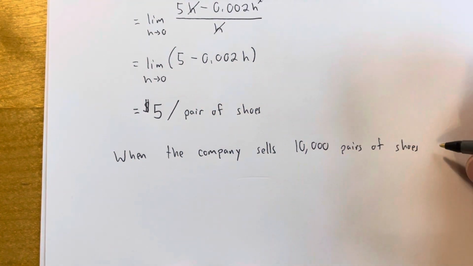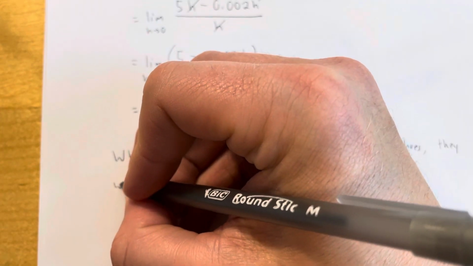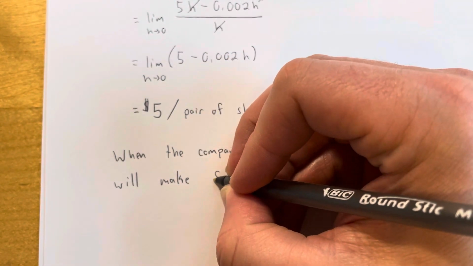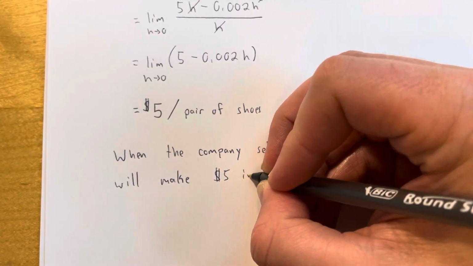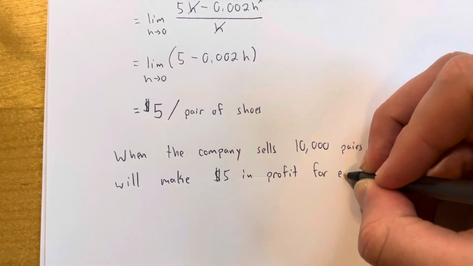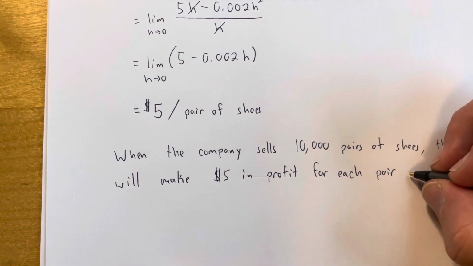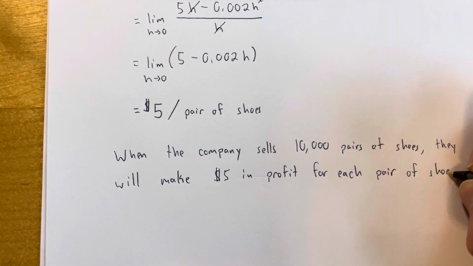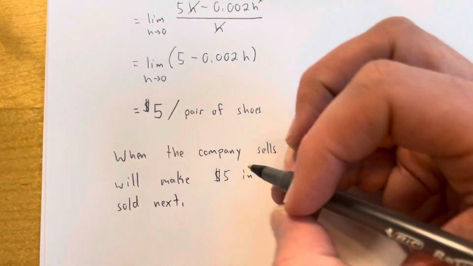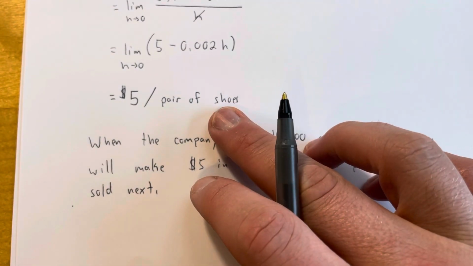So when the company sells 10,000 pairs of shoes, they will make $5 in profit for each pair of shoes sold next. Okay? So this is how we interpret this number here.